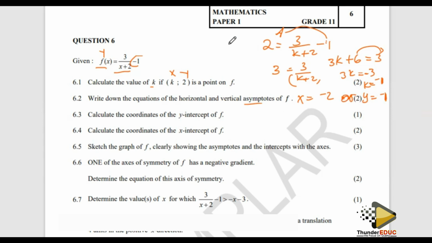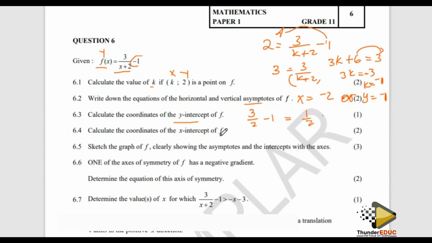Then 6.3, calculate the coordinates of the y-intercept. So for the y-intercept, we say x is 0. It's 1 mark. Just put this in a calculator. So it's going to be 3 over 0 plus 2, which is 2, minus 1. So what is 3 over 2 minus 1? That must give us 3 over 2. No, it's a half, which is 0.5.